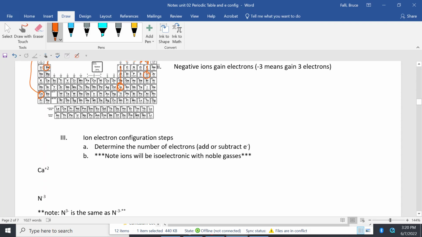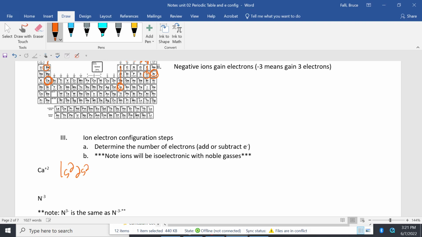I think it's wonderful. Electron configurations of ions. Determine the number of electrons, add or subtract your electrons. And then note these will be isoelectronic with noble gases. They're going to be just like a noble gas. So if I have calcium +2, if calcium has 40, no it doesn't. If calcium has 20, it helps if I look at the right one, that's cesium. If calcium has 20, it will have the same as 18, argon. All right? So that means I'm just going to run argon's electron configuration.